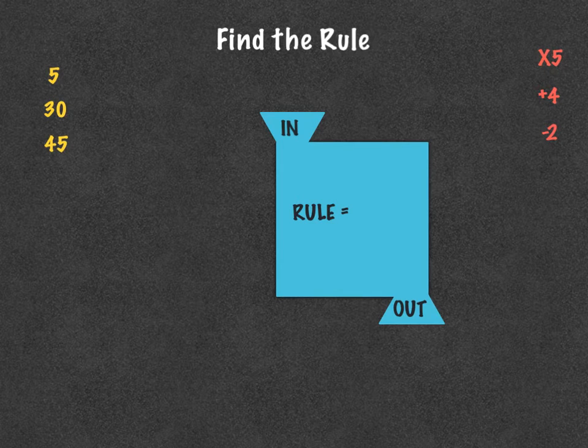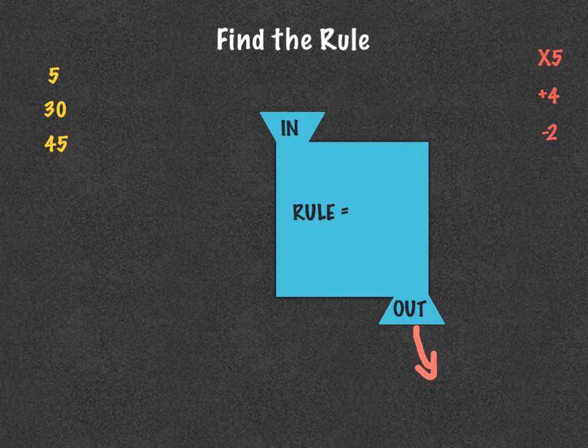Okay, today we're going to talk about find the rule. So this is a function machine. We're going to take some numbers and put them in the function machine. Whatever the rule is, it will apply that rule, and the number will come out having been changed by whatever rule we have in there.